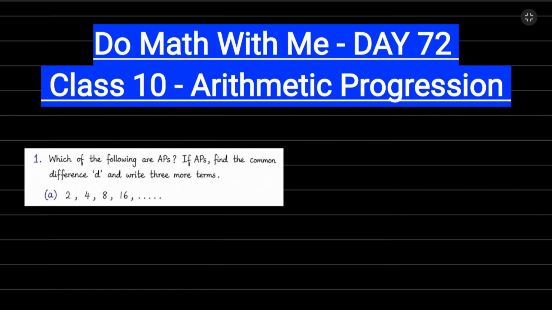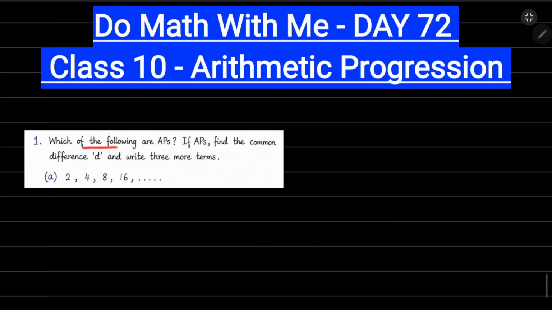Right, let's get started. So the very first question is, which of the following are arithmetic progression? What do you mean by arithmetic progression? For example, if you take a sequence of numbers, 3, if I add 3 to this, it will become 6, 6 plus 3, 9, 9 plus 3, 12, 12 plus 3, 15, and it goes on.